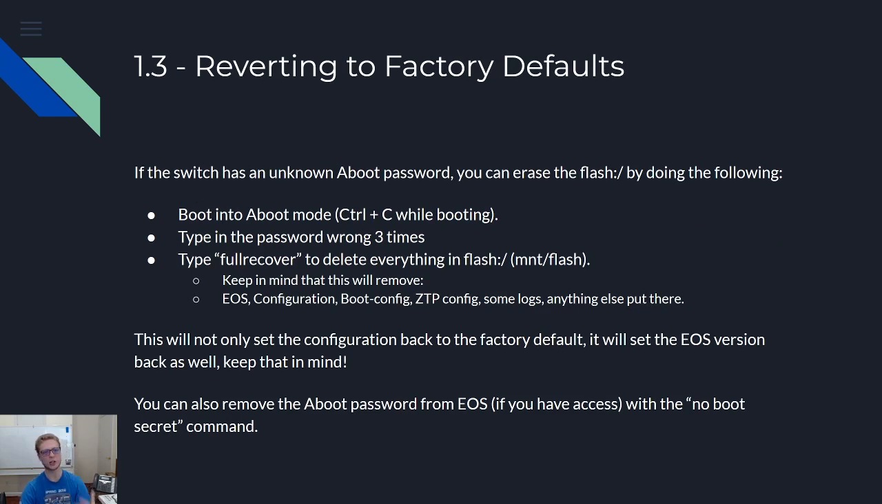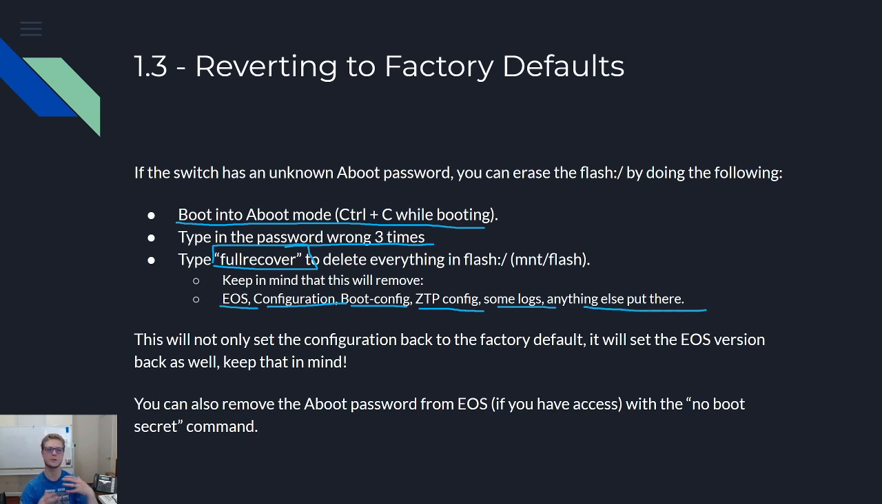So if we have an unknown Aboot password, right, we talked about setting that earlier for security reasons, we can boot into Aboot with Control-C, type in the password 3 times wrong, and then we'll have the option to hit the full recover command. It's going to delete everything in your flash directory. Keep in mind, this is going to remove your EOS version, your configuration, your boot config, your ZTP config, some logs, and everything else put there.